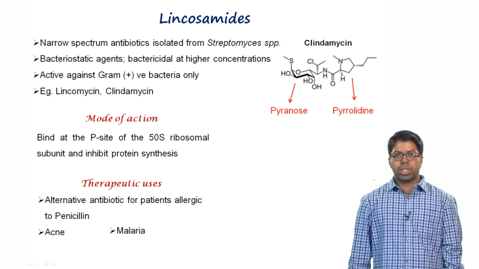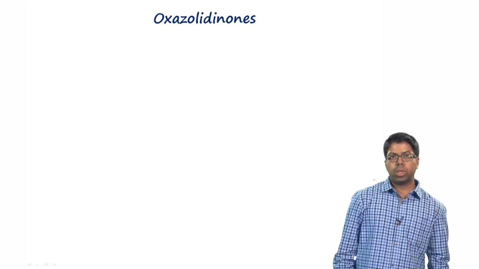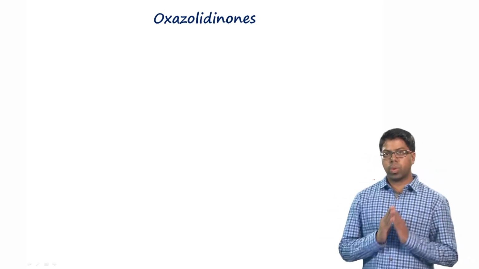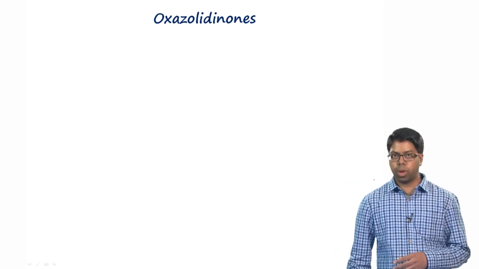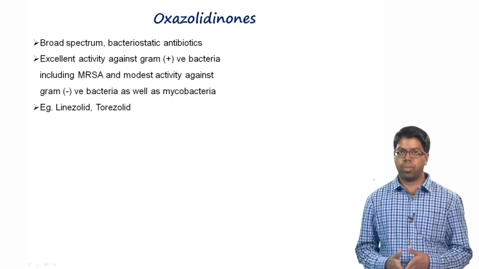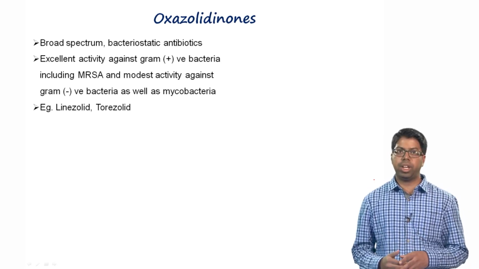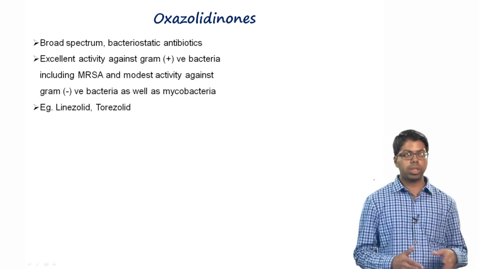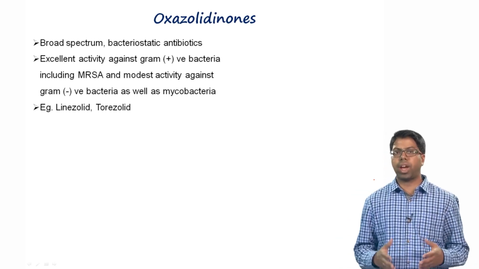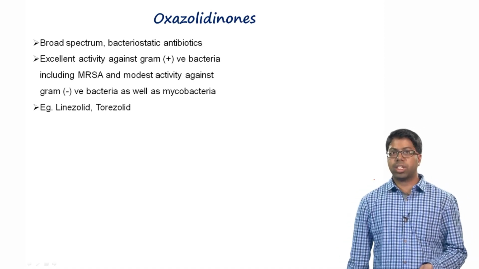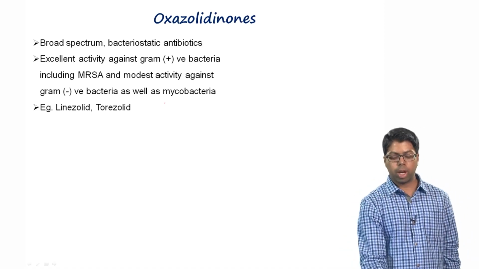Another class of protein synthesis inhibitor is the oxazolidinone class of antibiotics. These are a relatively recent addition to the antimicrobial world and have been found very useful in treating infections caused by gram-positive bacteria. They show excellent activity against methicillin-resistant Staphylococcus aureus, Streptococcus and Enterococcus, all of which have shown alarming rates of antibacterial resistance in clinical settings. They show modest activity against gram-negative bacteria as well as mycobacteria.